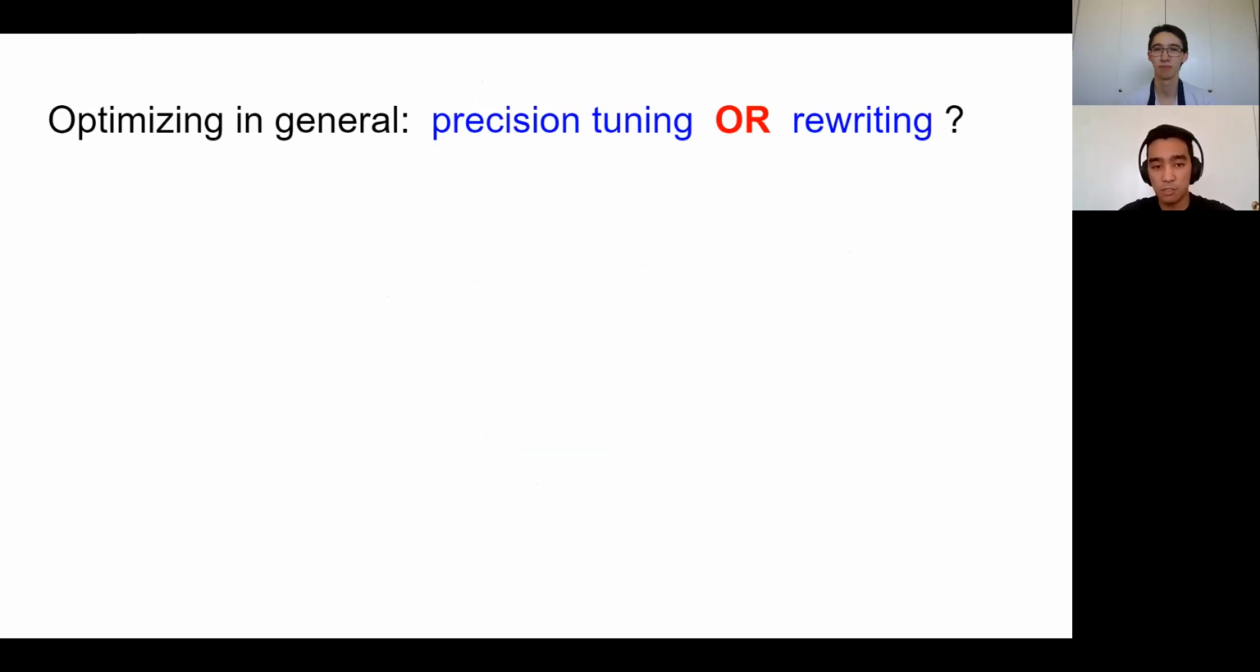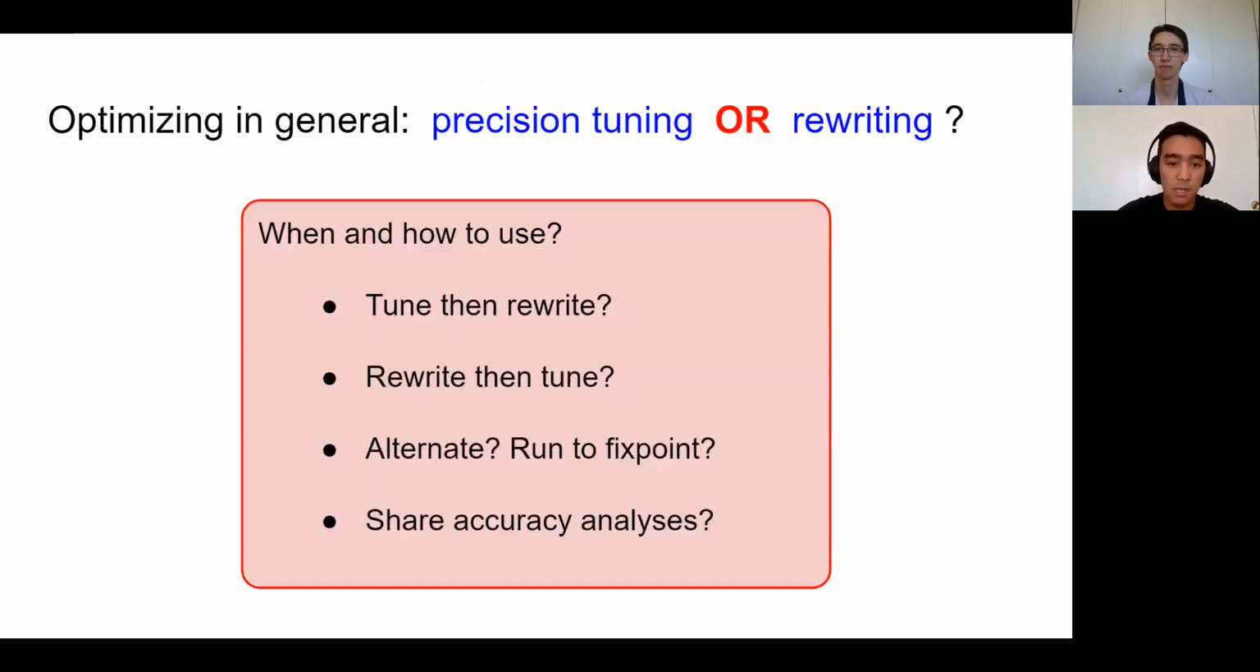Now, in the past, what you do is you choose a precision tuning tool, you choose a rewriting tool, and you combine them in some fashion. Of course, this raises some key issues. Should we tune before rewriting? Should we rewrite before tuning? Should we alternate? And how do we share data between runs?